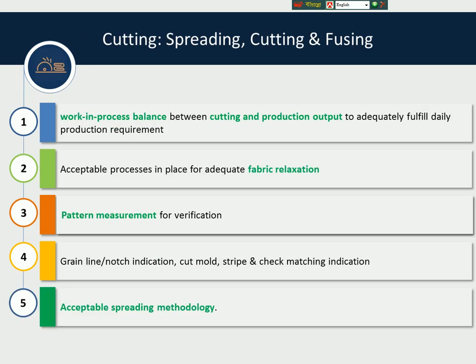Cutting, spreading, cutting and fusing. Work in process balance between cutting and production output to adequately fulfill daily production requirement. Acceptable process in place for adequate fabric utilization. Pattern measurement for verification. Grain line, notch indication, cut mold, stripe and check matching indication. Acceptable spreading methodology.